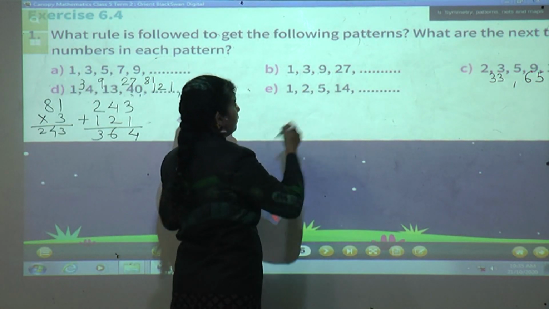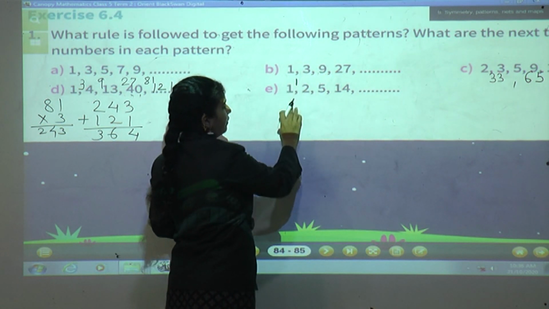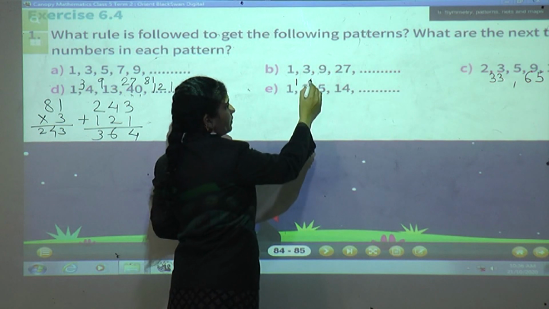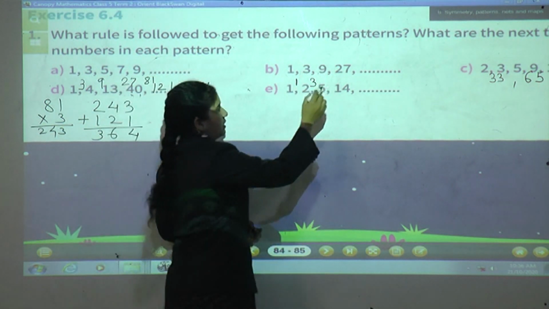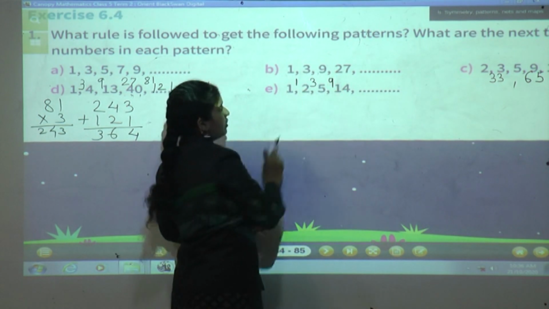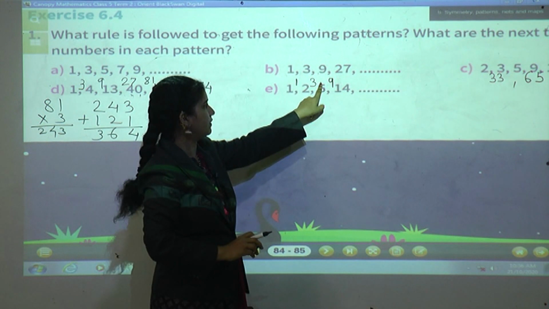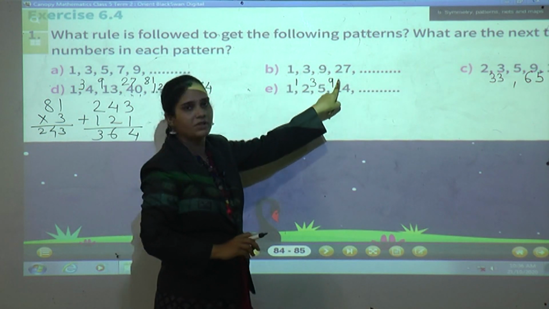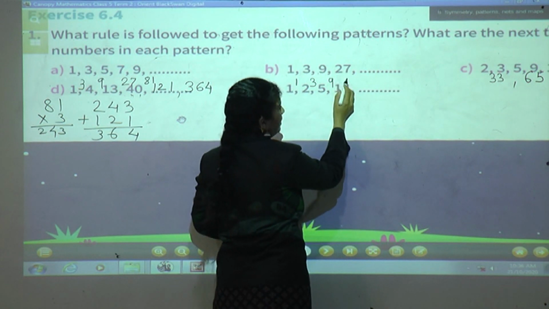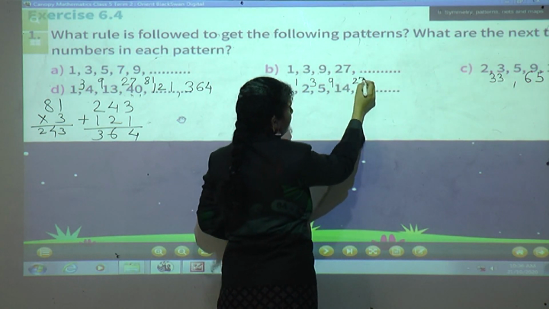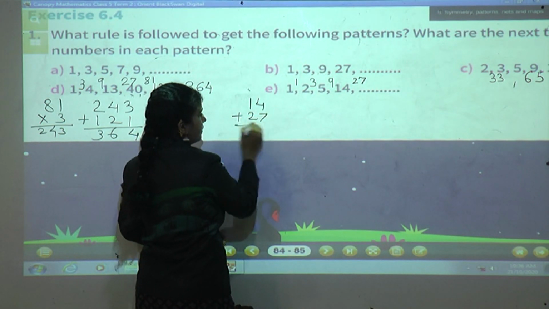See, first of all we can follow the subtraction. 2 minus 1, 1. 5 minus 2, 3. 14 minus 5, yes students, 9. So here also they have multiplied 1 by 3, 3 will come. 3 multiplied by 3, 9. Okay, if you multiply again 9 by 3, 27 will come, isn't it? Now 14 plus 27.